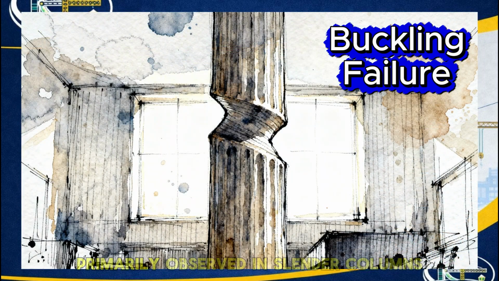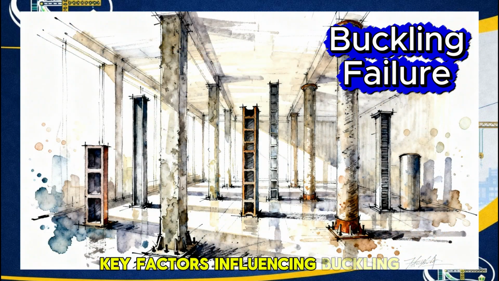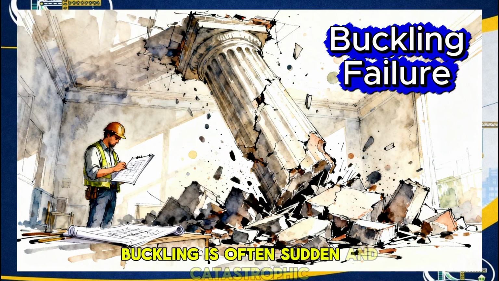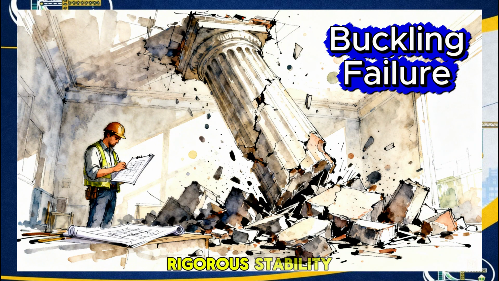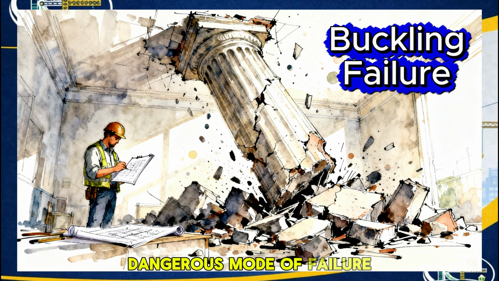Buckling failure is primarily observed in slender columns and other compression members. It's insidious because a member can fail due to instability. Key factors influencing buckling include the member's length, cross-sectional shape, size, and end conditions. Buckling is often sudden and catastrophic. Rigorous stability checks are paramount to prevent this dangerous mode of failure.